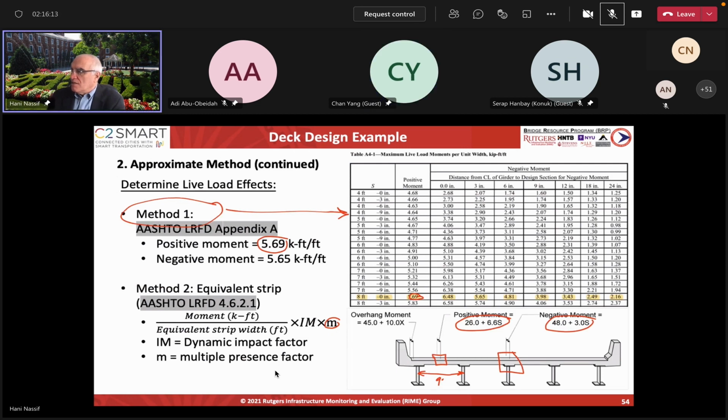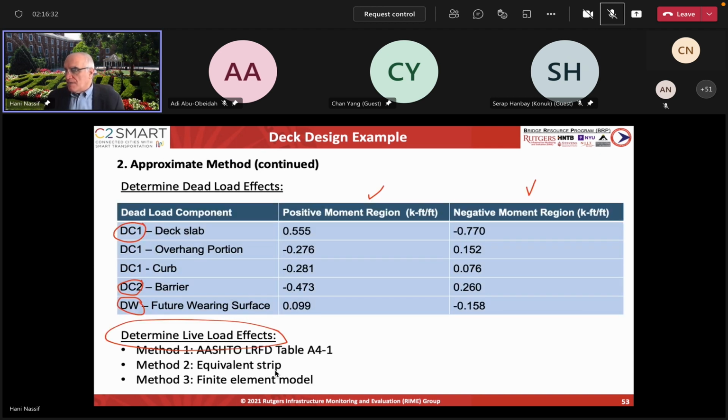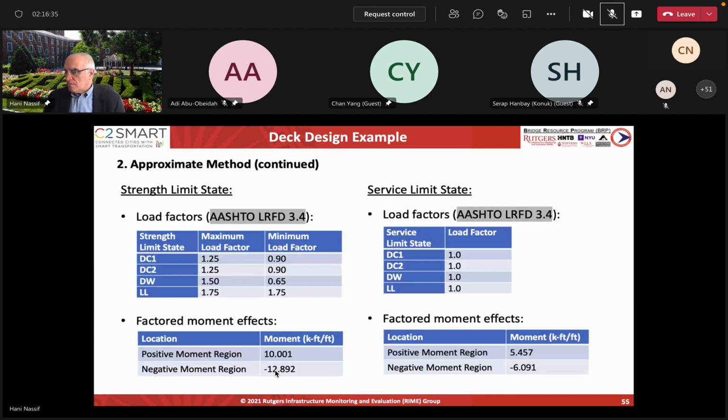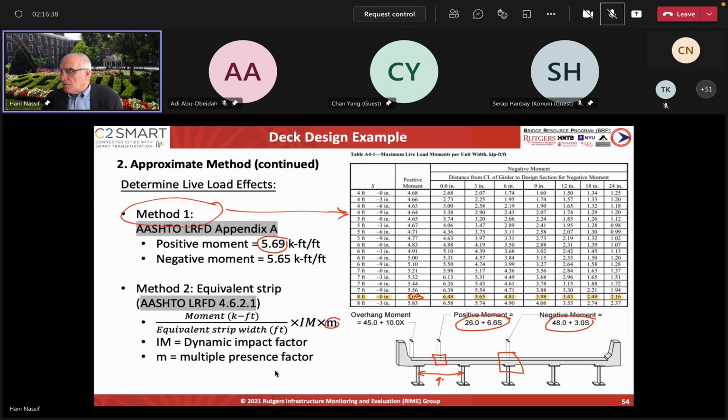So basically, what these tables will help you with, based on the strip method, if you use the strip method, based on each strip, you can get the moment in kip-feet per linear foot, based on this equation, where I is the impact factor and M is the multiple presence factor. And I believe the impact here, for decks, you would have to use 0.75, 75%, Chan. Is that correct? Correct. 33%.